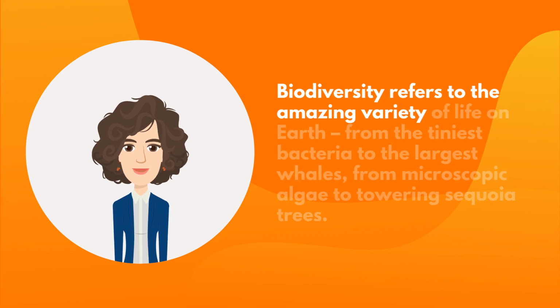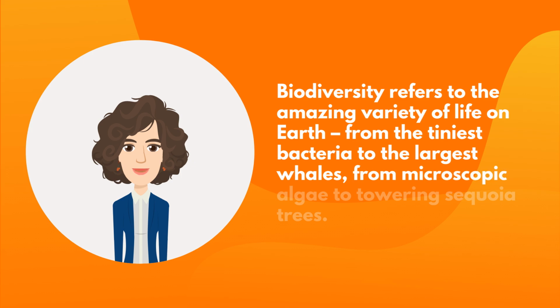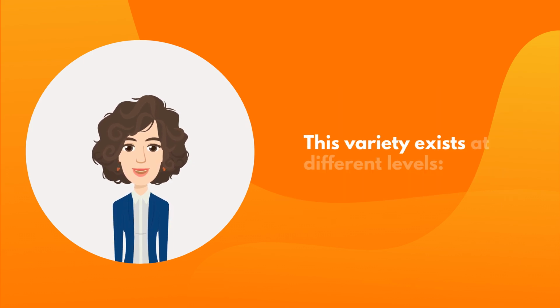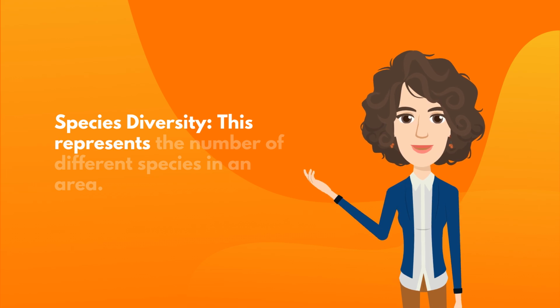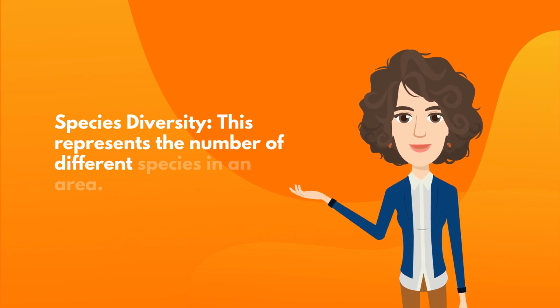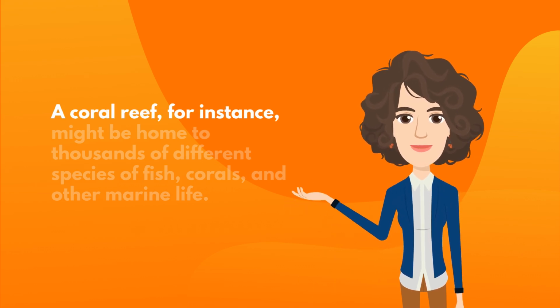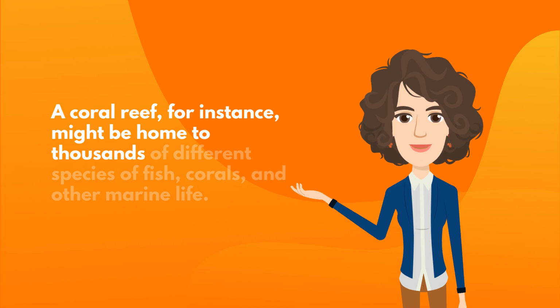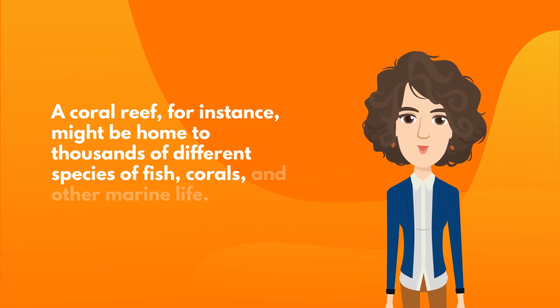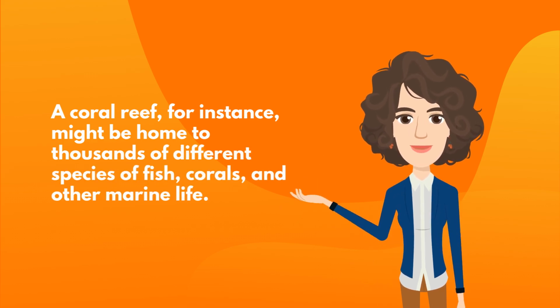The magic of biodiversity. Biodiversity refers to the amazing variety of life on Earth, from the tiniest bacteria to the largest whales, from microscopic algae to towering sequoia trees. This variety exists at different levels. Species diversity. This represents the number of different species in an area. A coral reef, for instance, might be home to thousands of different species of fish, corals, and other marine life.